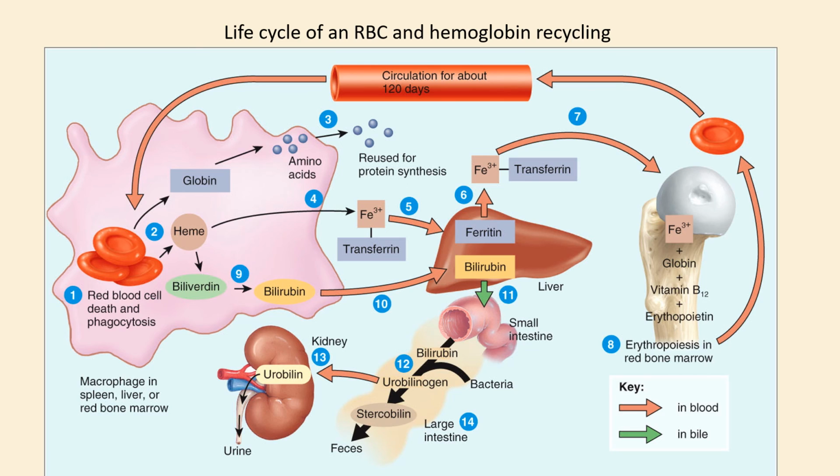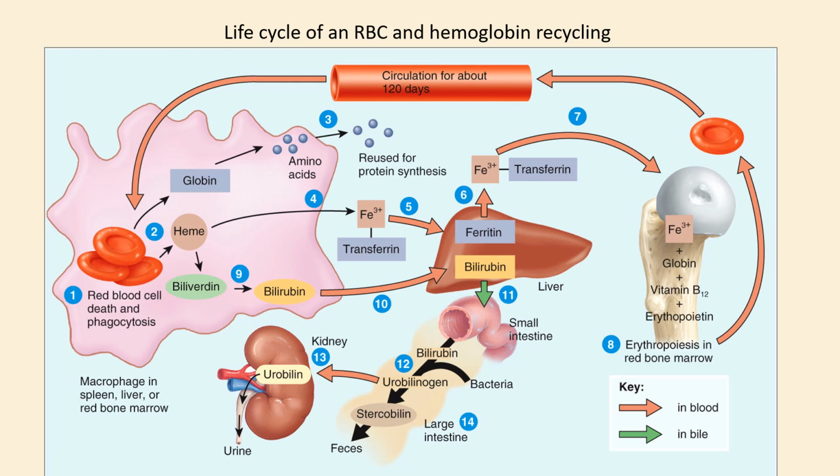And these things can be filtered out by your kidneys and incorporated into urine. And so if we do an analysis of the composition of urine, we find bilirubin, we find urobilin, and those things contribute to the yellow pigment of urine.